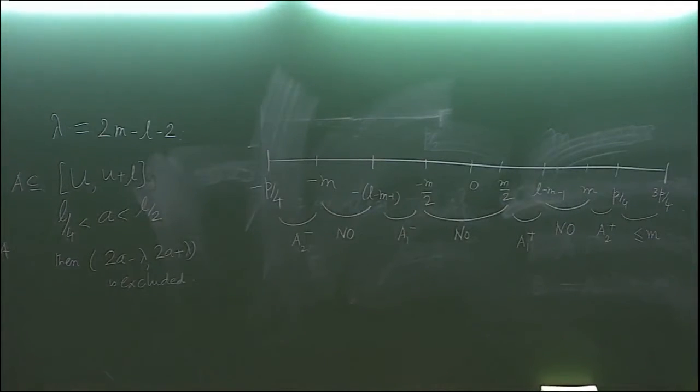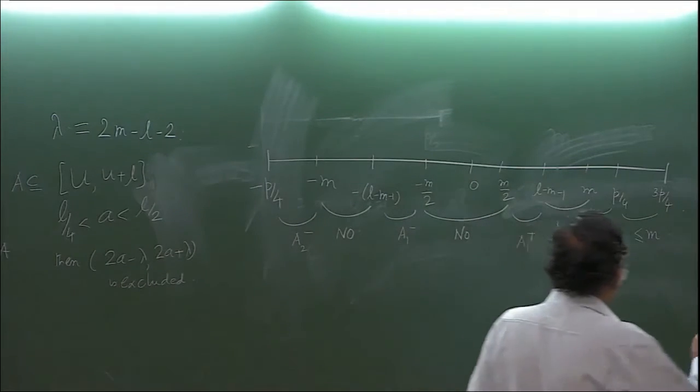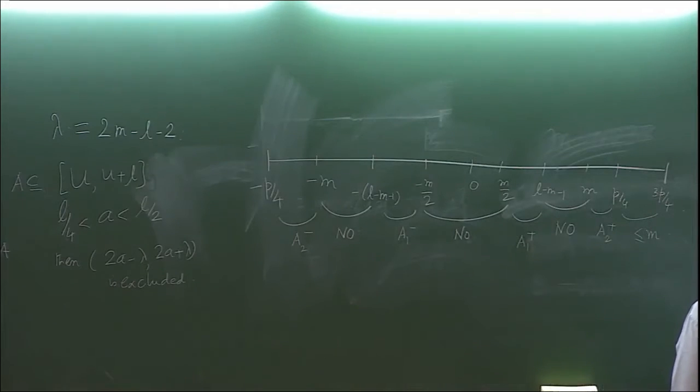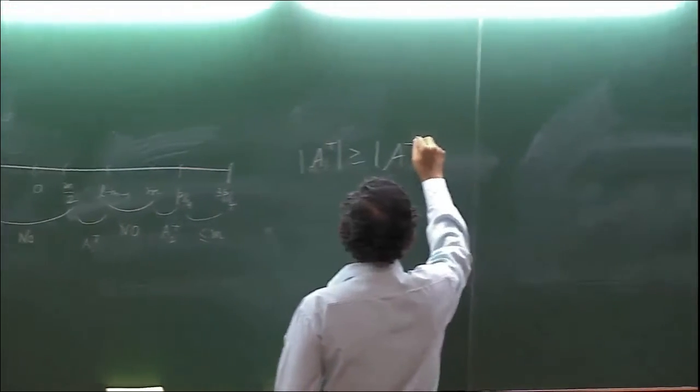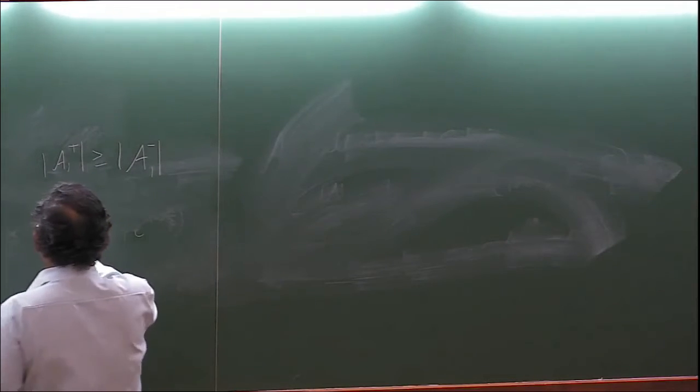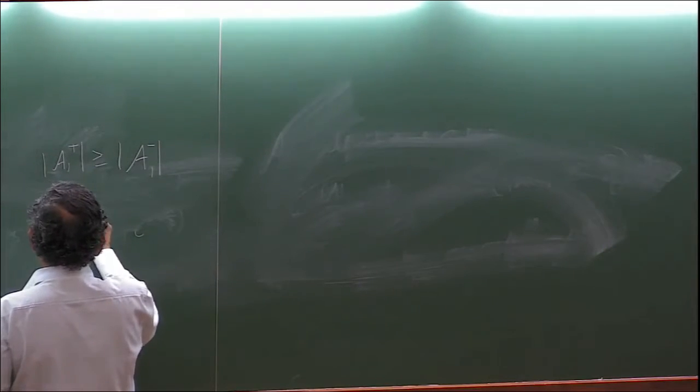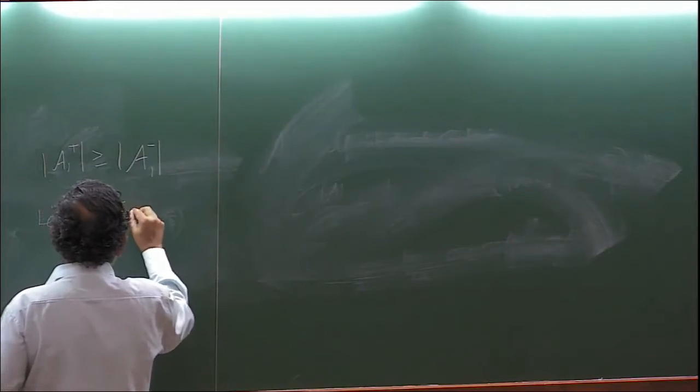Okay, this is the situation now. Once I have this situation, then I can prove the following, that A1 plus, for definiteness, let me assume that A1 plus is bigger than or equal to A1 minus, which I can always do. Okay? And now the next lemma which I want to prove is A1 plus is non-empty.